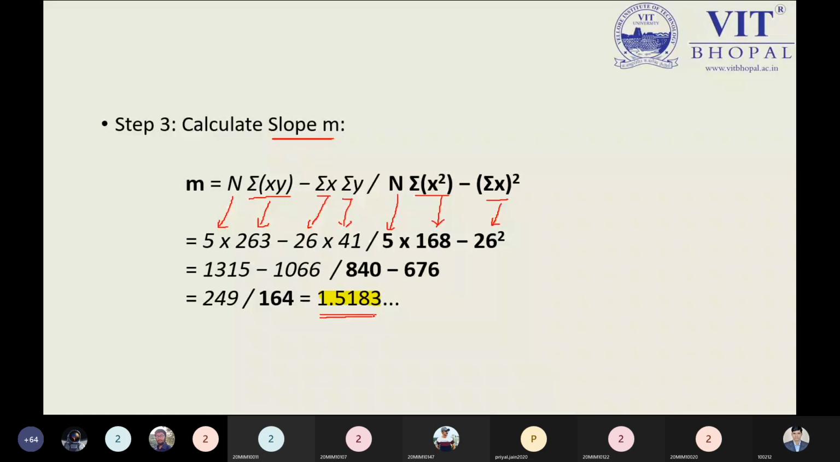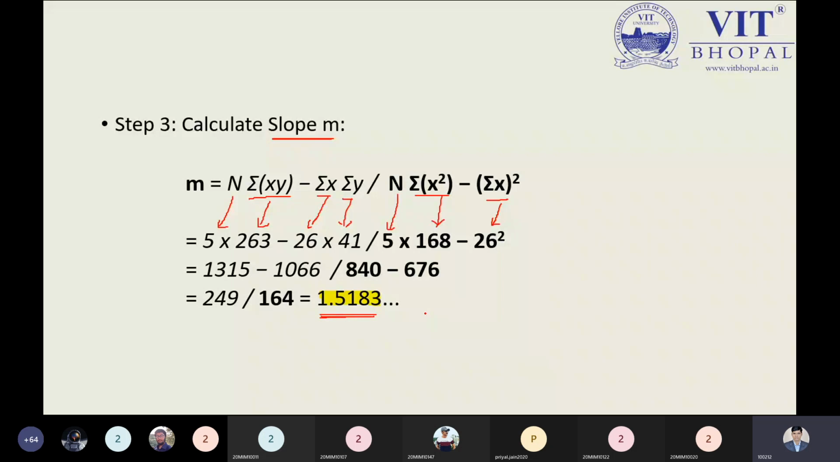So please keep in mind this value. We will see how we are getting these values in our program. I will show the demonstration. Okay, don't worry. So this is step number 3, in which we are calculating the slope. So 1.5183 we are getting. Now this is the formula we have to keep in mind while learning and implementing the least square method.